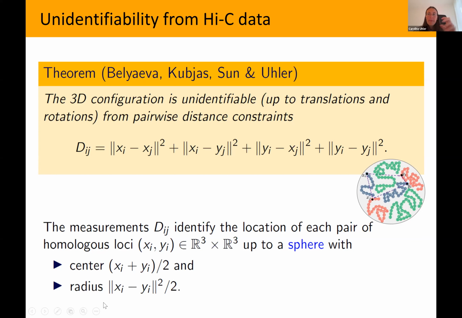Okay, so there are infinitely many configurations that satisfy these kinds of distance constraints. In fact, you can identify up to the sphere around the centers between any of these 2 points. They're known as homolog pairs, these guys that always go together, the one from mom and the one from dad. So that's already quite interesting.